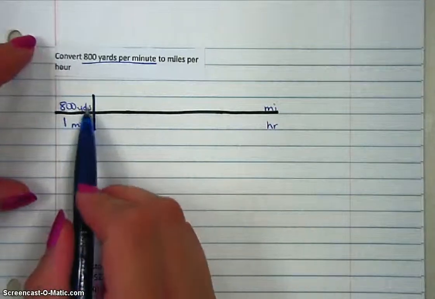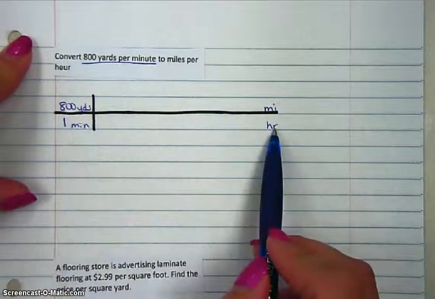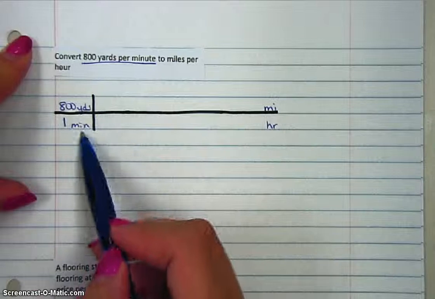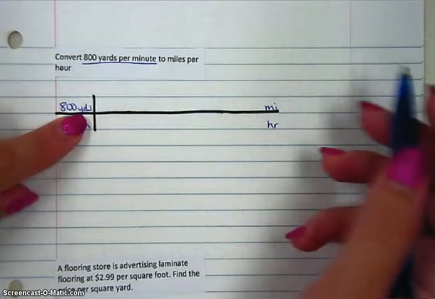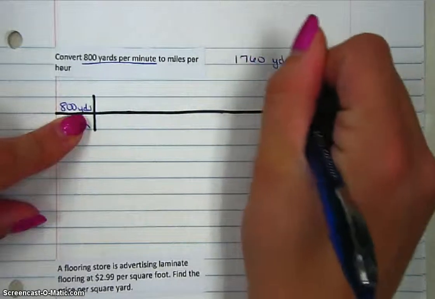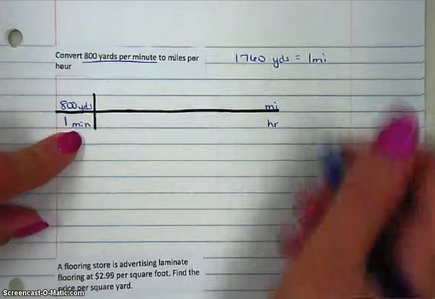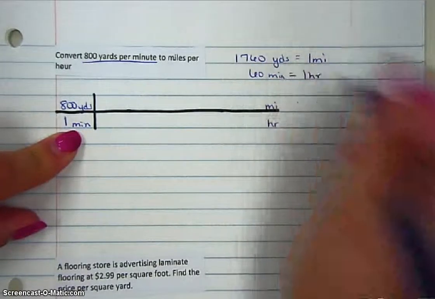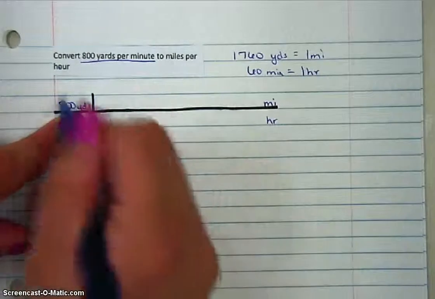This time we have to do 2 conversions. I need to get yards to miles and minutes to hours. So you can pick. Do you want to start with yards or minutes? Well, let's go ahead and figure out our conversion factors. I know that 1,760 yards is 1 mile. I also know that 60 minutes is 1 hour. So those are the conversion factors I'm going to have to use. I'm going to start with yards. I like to start on the top.